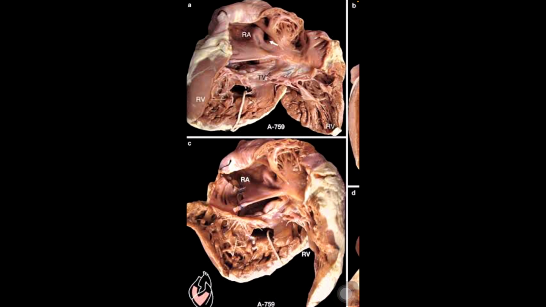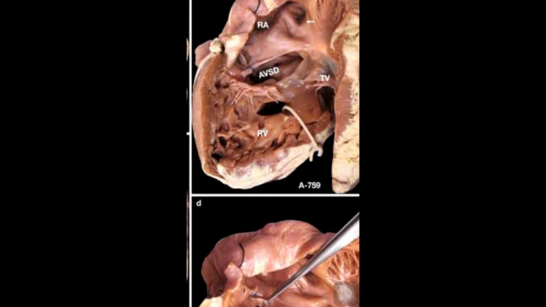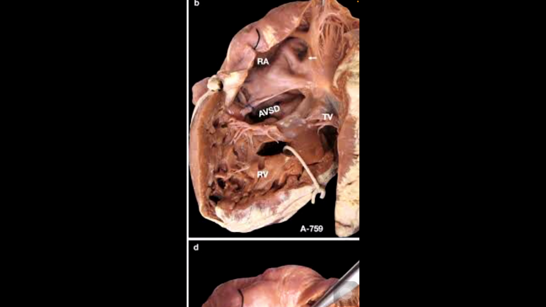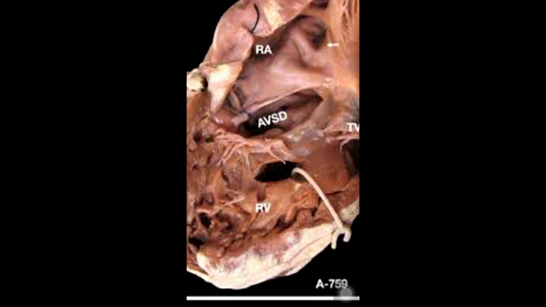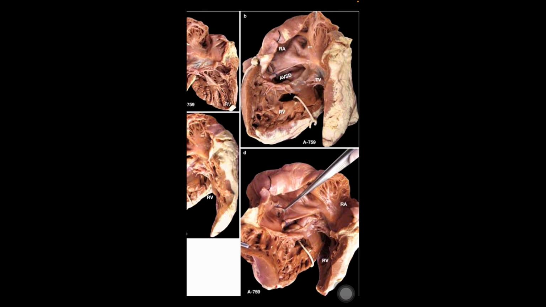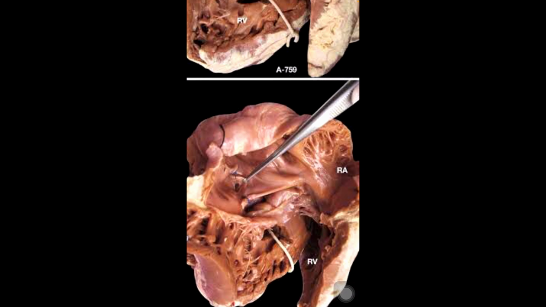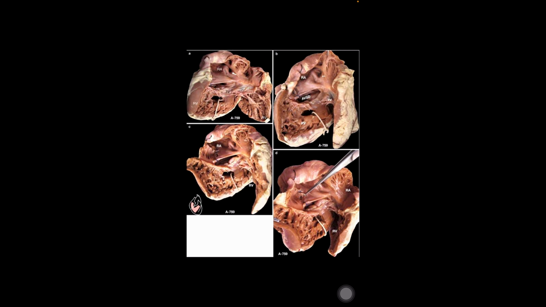This is a real heart. We have our right atrium, right ventricle, and of course here between the atria and the ventricles we have our AVSD, which is the atrioventricular septal defect, and of course they need surgical repair. All right, so take notice of this.